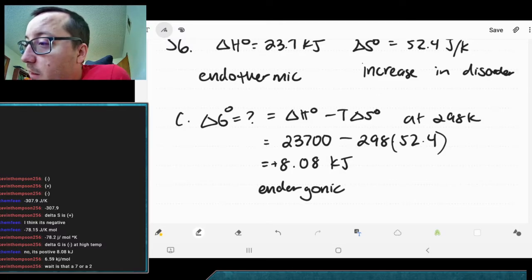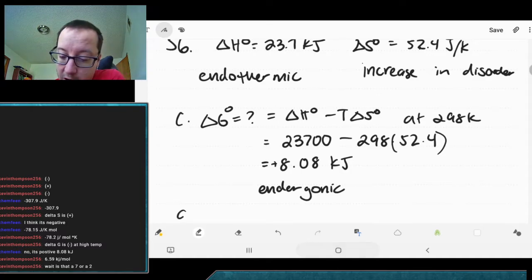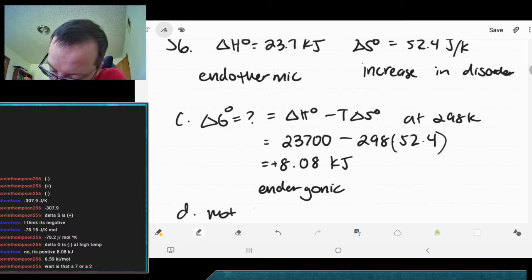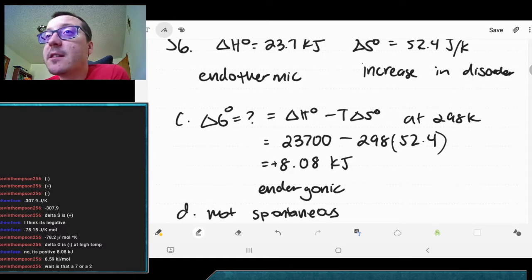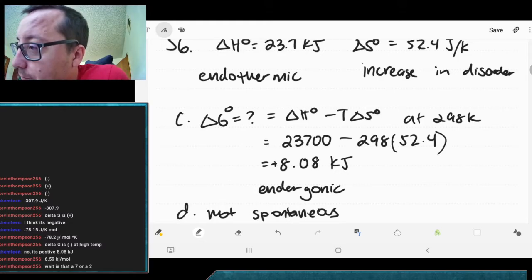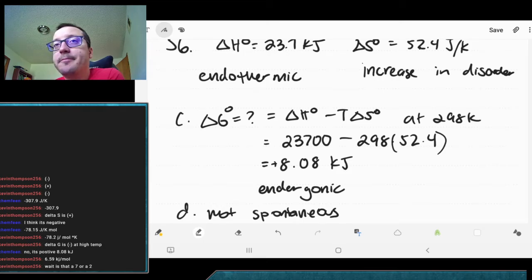Let's see. In the last part of this one, is this going to be spontaneous under standard conditions? So this would not be spontaneous, right? Because it's a positive delta G. It's endergonic, not spontaneous, at least in the direction that it's given. All right. Any questions on that one? It's nice to have discussion here.